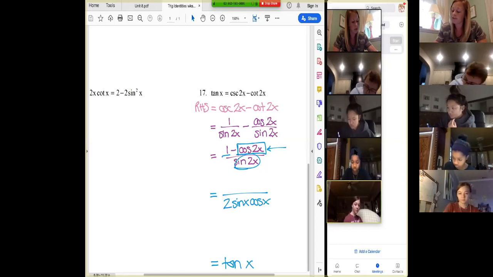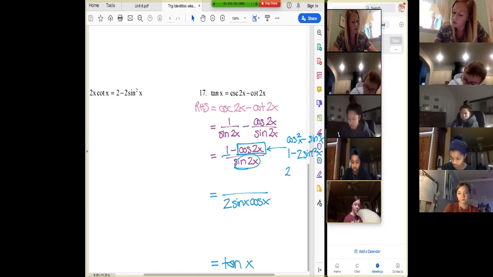So if I'm looking through, what are my three options for cosine of 2x? One is cosine squared minus sine squared. One is 1 minus 2 sine squared. And one is 2 cosine squared minus 1. Right? One of them I'm definitely not going to use. Any ideas? Which one should we not use? 2 cosine squared minus 1. I would not use that one.